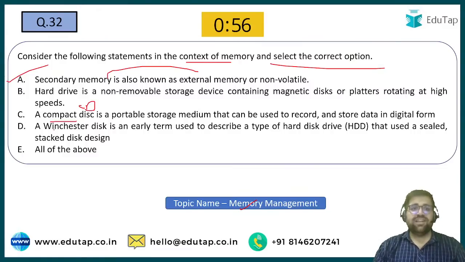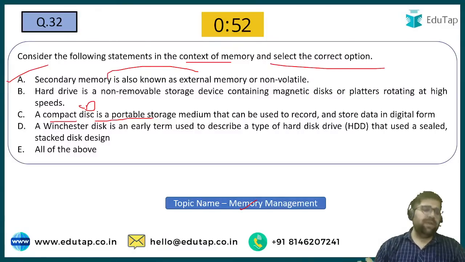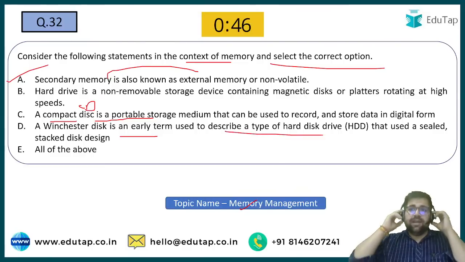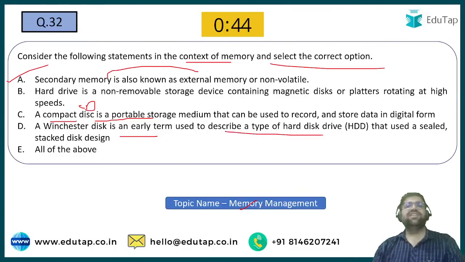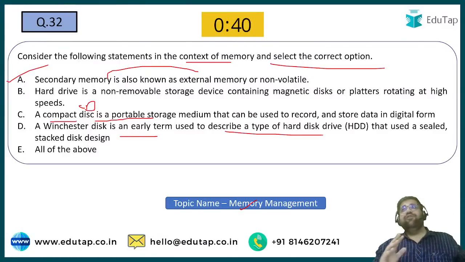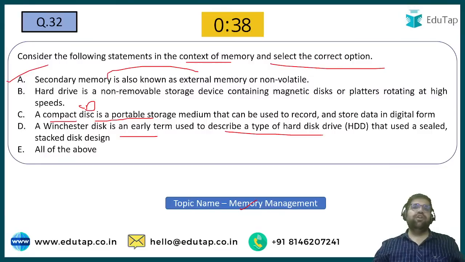A Winchester disc. A CD is a portable storage. Yes, definitely you can carry CDs on multiple different platforms, right? A Winchester disc is an early term used to describe a type of hard disk that is sealed. Yes, Winchester disc is a kind of hard disk only. Like previously we used to have floppies, but right now we do not have floppies.